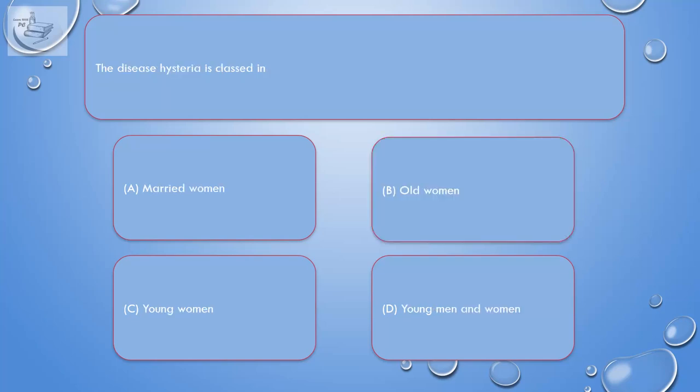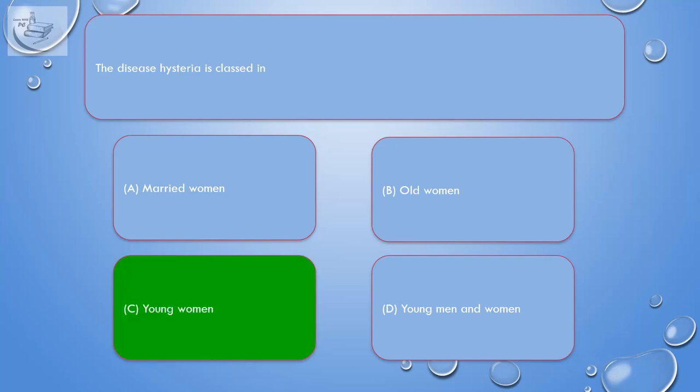Question: the disease hysteria is classed in A. Married women, B. Old women, C. Young women, D. Young men and women. Correct answer is C. Young women.